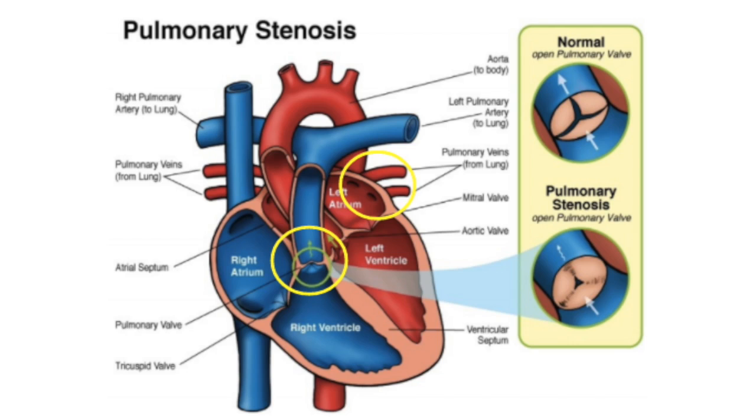So this is just a picture of kind of the pulmonary stenosis itself. You can see that the two yellow circles are indicating the pulmonary artery and pulmonary veins. Again, we kind of said before it can happen in the valve or in the artery and vein. And then on the right side, you can see a normal valve that is going to open and close, and then a stenosis or a stenotic valve is going to obstruct the blood flow.